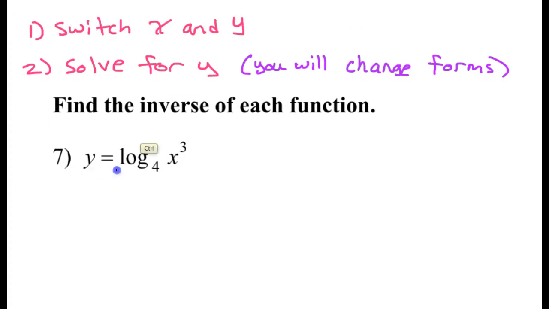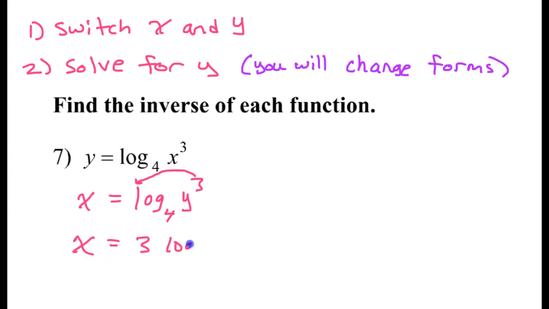So the first step is to switch x and y, which literally just means put x where the y was and vice versa. So we will have x equals log base 4 of y to the third power. So now we need to solve for y, get y by itself. The first thing you should do is we can get the 3 off of here using the power rule. The power rule says if you have the log of something with an exponent, you can put the exponent in the front. So this will become x equals 3 times log base 4 of y.